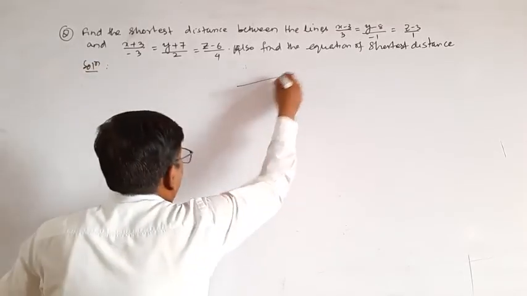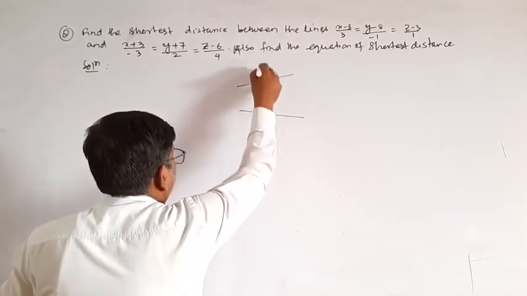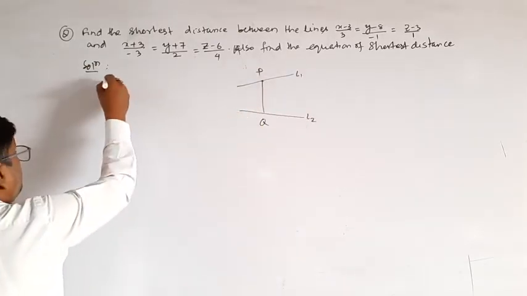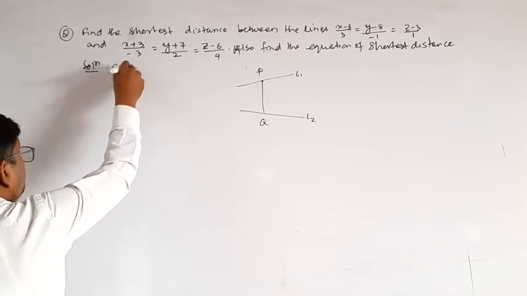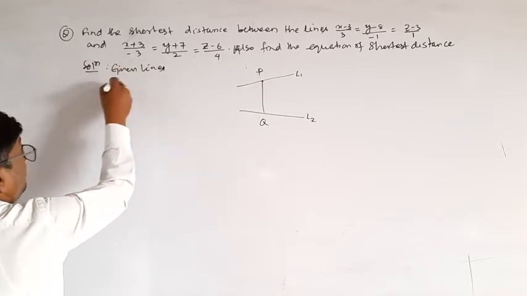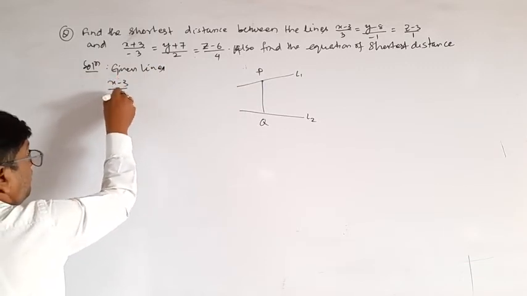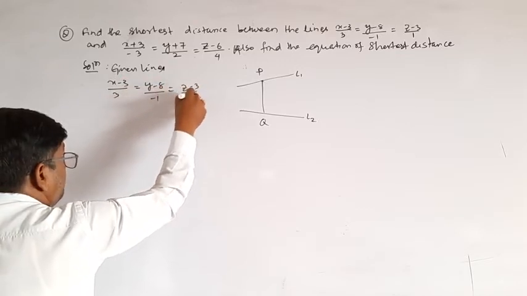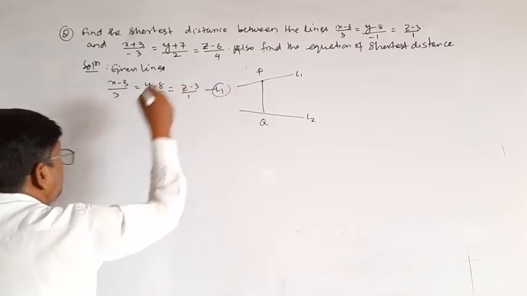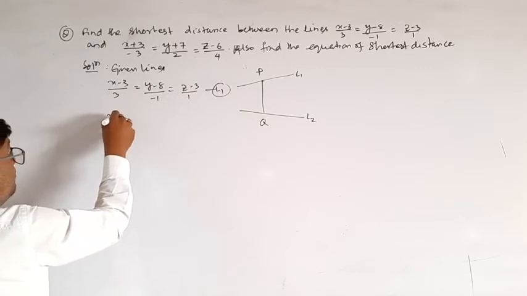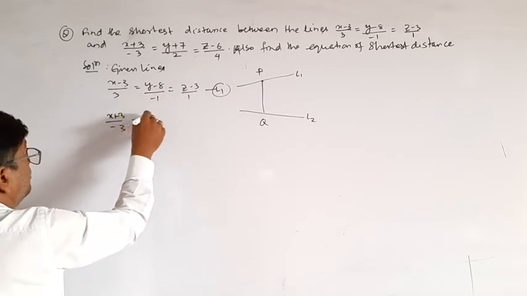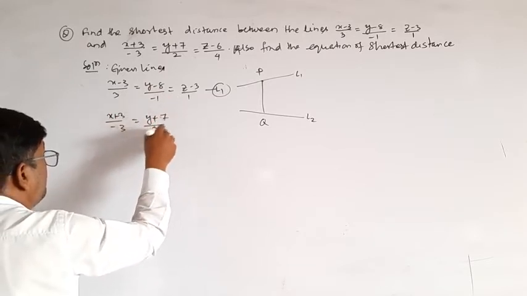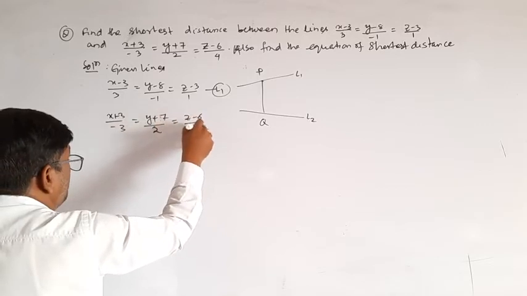Solution: this is line 1 with point P, and this is line 2. The given lines are (x − 3)/3 = (y − 8)/(−1) = (z − 3)/1, this is line 1, L1, and (x + 3)/(−3) = (y + 7)/2 = (z − 6)/4, this is line 2.